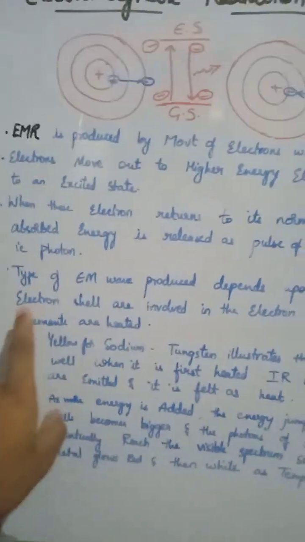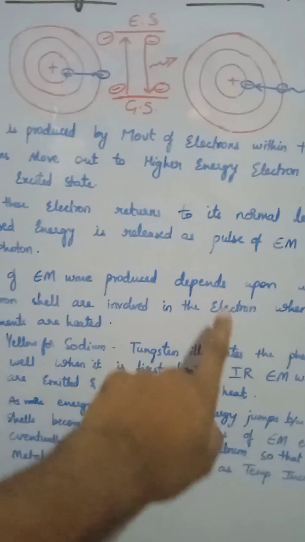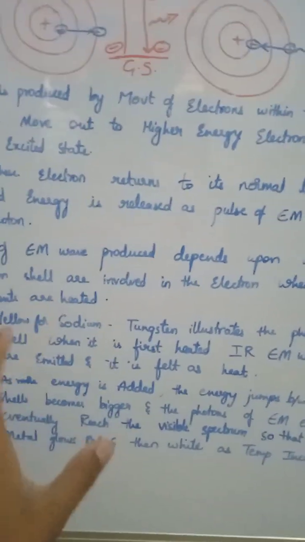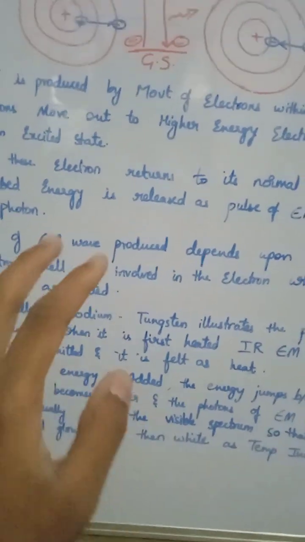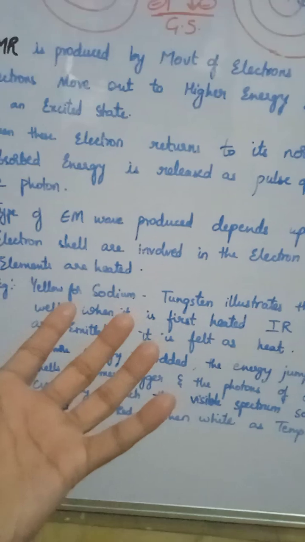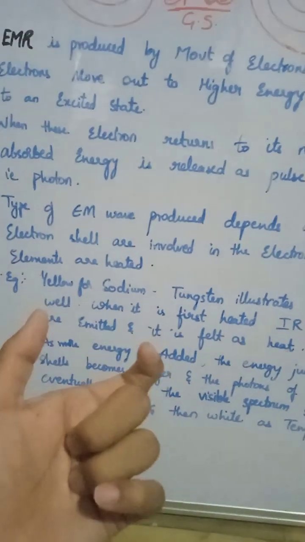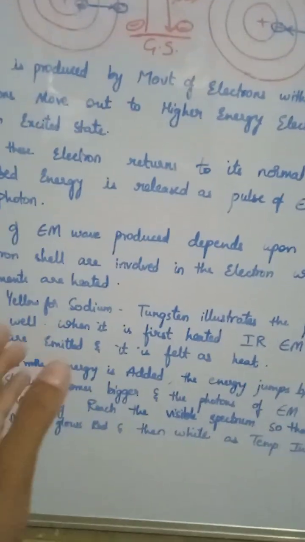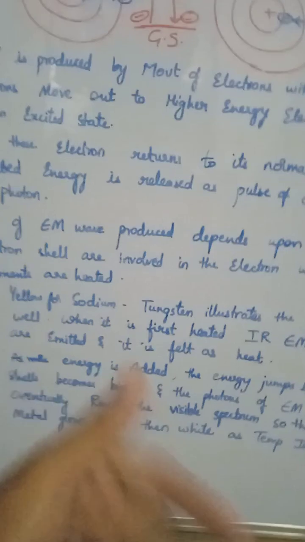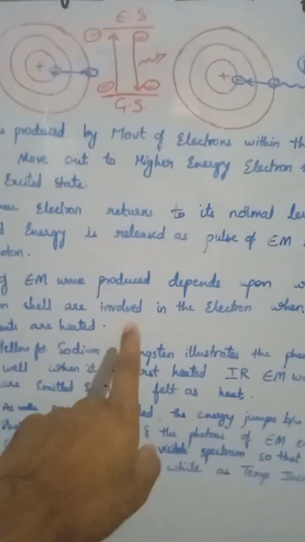Next, the type of EM waves produced. There is a vast spectrum of electromagnetic waves depending on their wavelength and frequency. We will be dividing it into many types. In the next video I'll be telling you about those things.